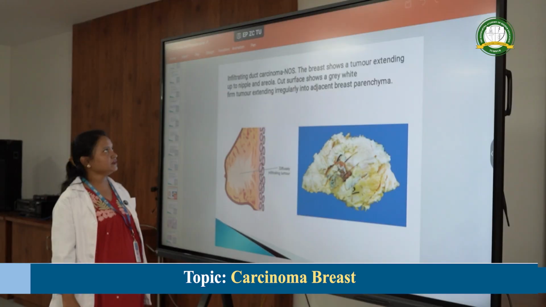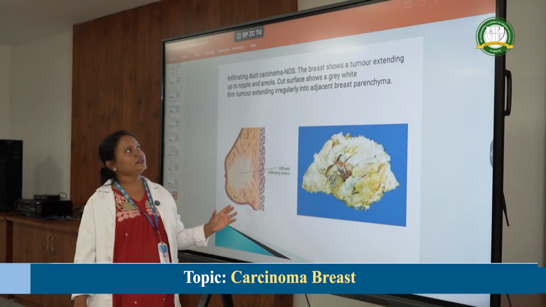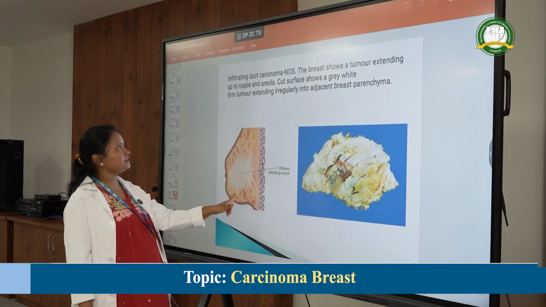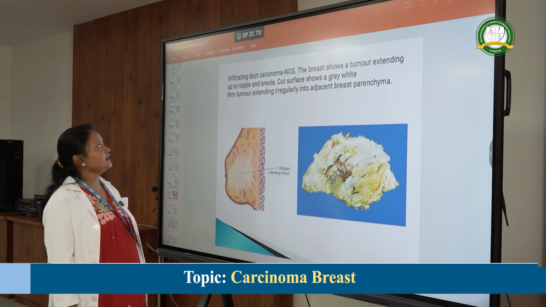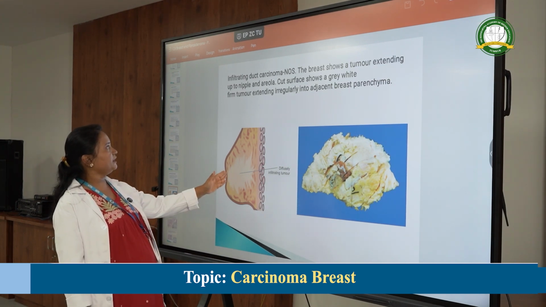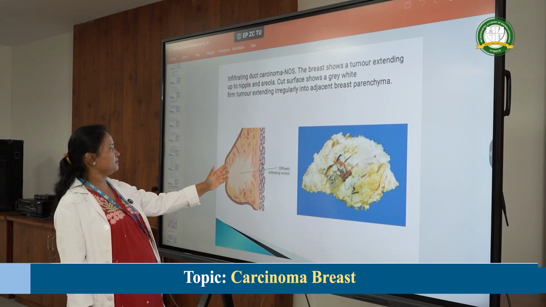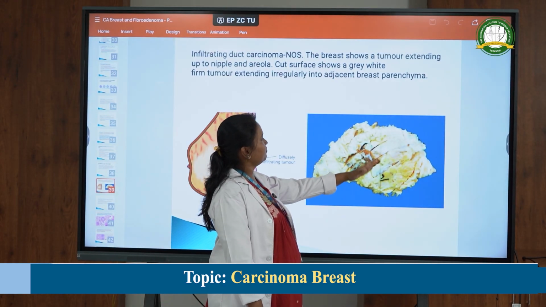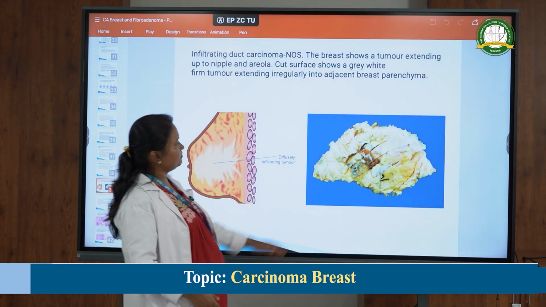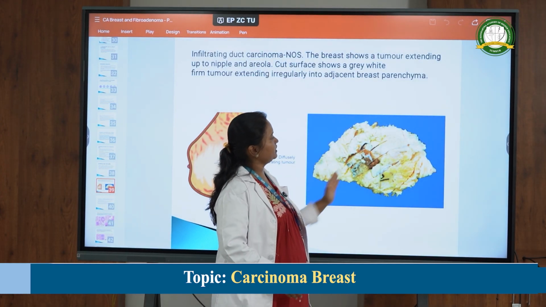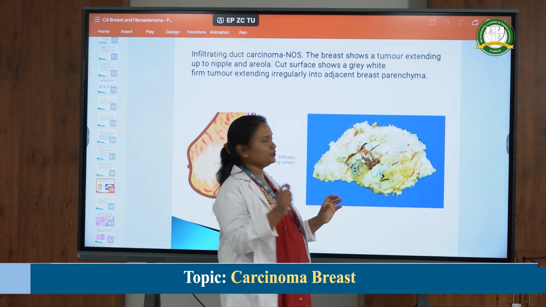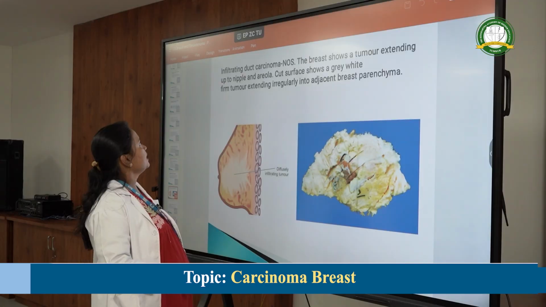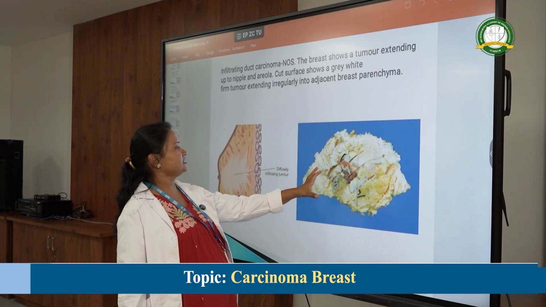So here, see, this is an example picture. You can see how the tumor is. This is the diffusely infiltrating tumor you are seeing. It can extend up to the nipple and areola. It is not touching here, but it is extending. This is the cut section of the breast. See, breast loafing we have done, just to see and measure the tumor size. It is also firm, extending irregularly.